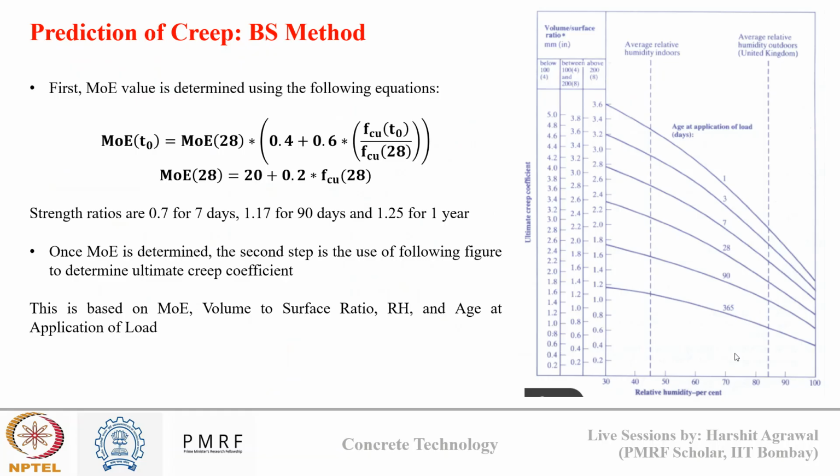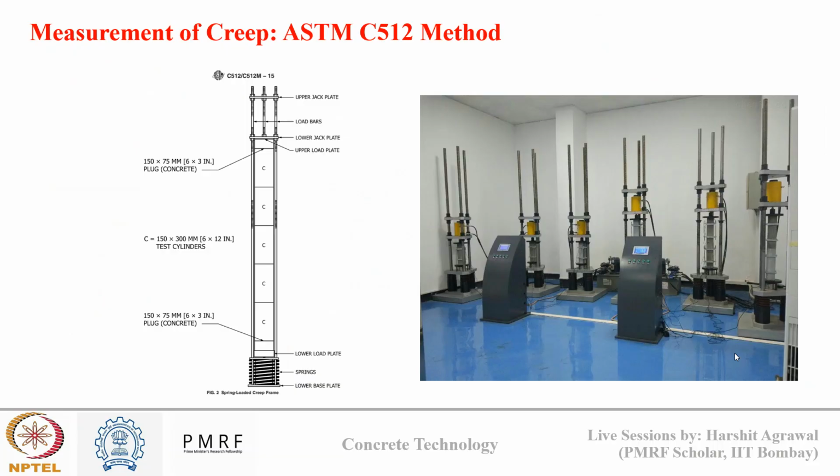For the same prediction, we saw the British standard method also, where there is a standard correlation curve for estimating the creep coefficient based on the age of loading, the relative humidity of the surroundings, and the volume to surface area ratio of the concrete structure.